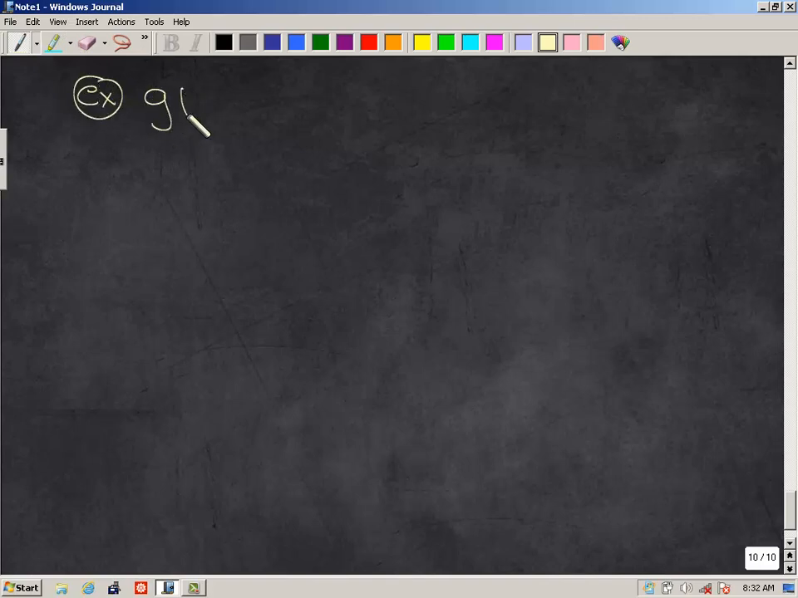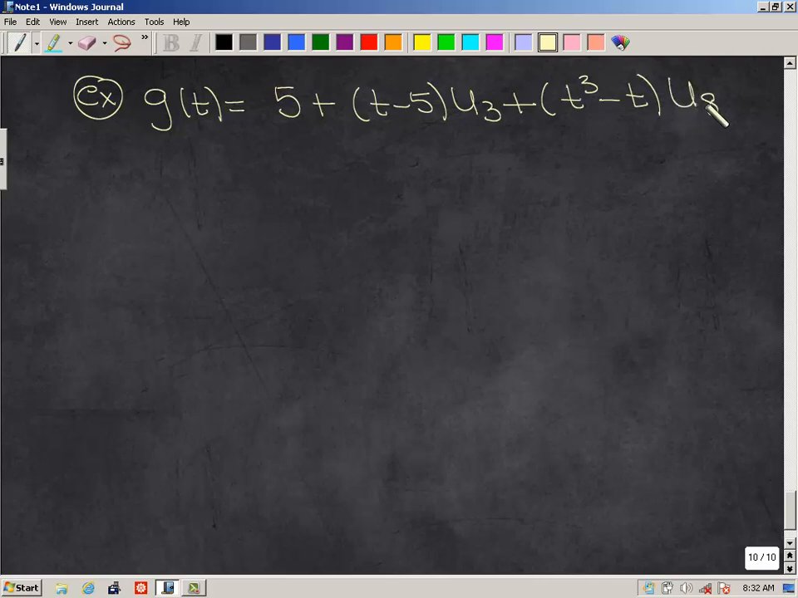So let's say we have g of t is equal to 5 plus t minus 5 u of 3 plus t cubed minus t u of 8. All right. Oops, I forgot. If you just have a constant, like I have 5 here, and you don't have a step function, then that step function is supposed to be u of 0, just so you know. Okay. So if you just have a constant without the step function, then that step function is going to be u of 0.